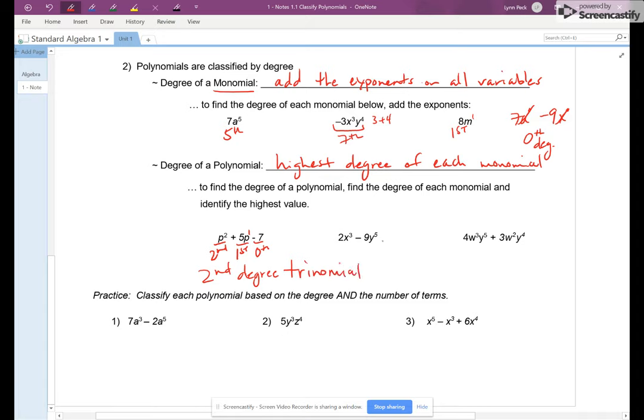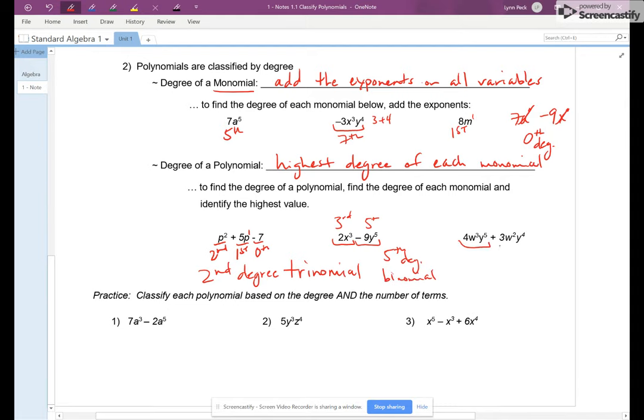When I'm working this one, I have 2 terms, 2x cubed and -9y cubed. That makes it a binomial. This first term has a 3rd degree. The second term is a 5th degree, so the 5th degree wins. This guy is a 5th degree binomial.